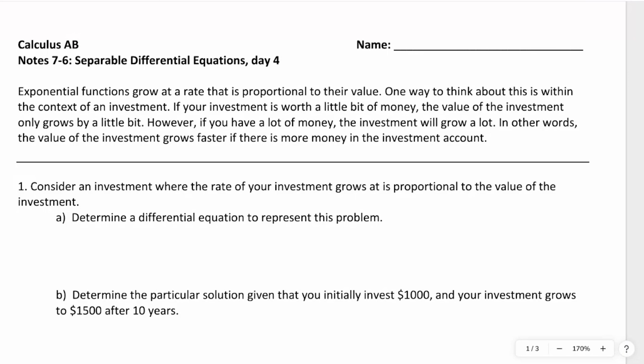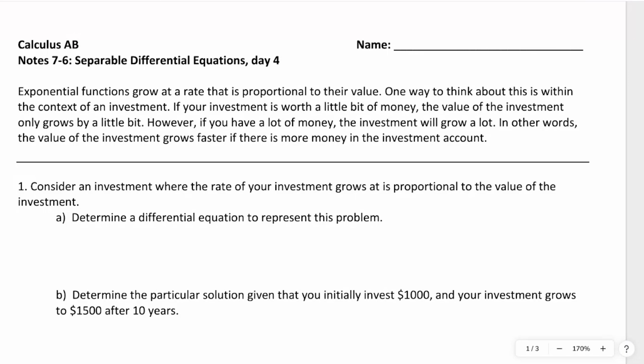So think about what that means. It grows at a rate that is proportional to its value, meaning there's some scale factor that you could multiply an exponential function's value by to get its rate. One way you can think about this is within the context of, let's say you're investing some money.